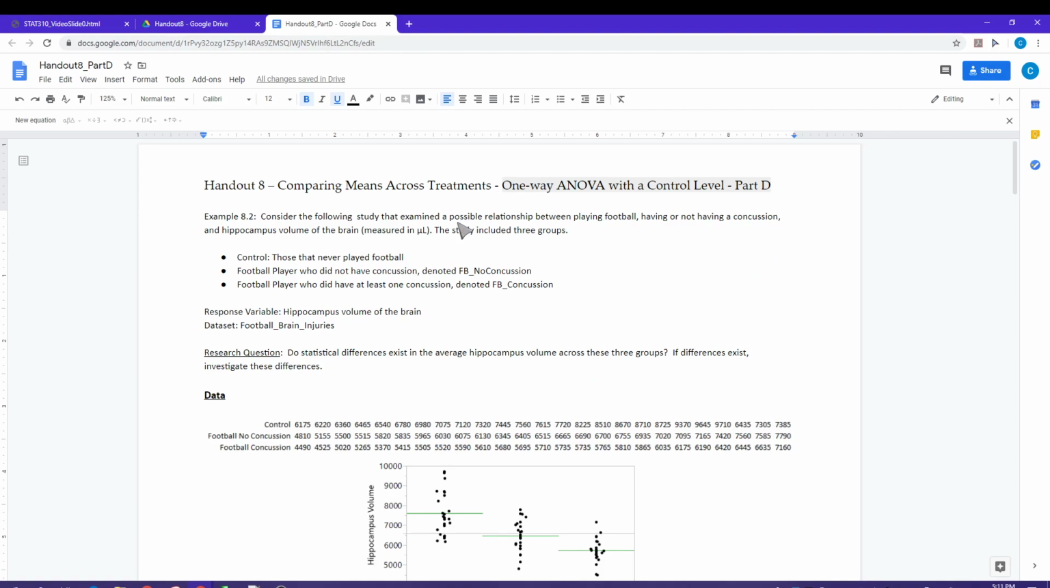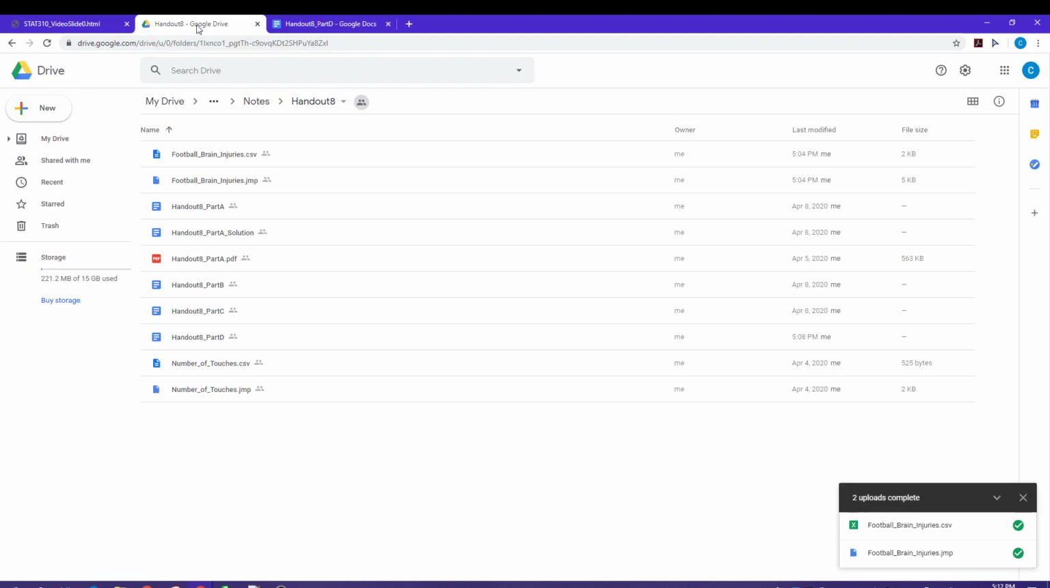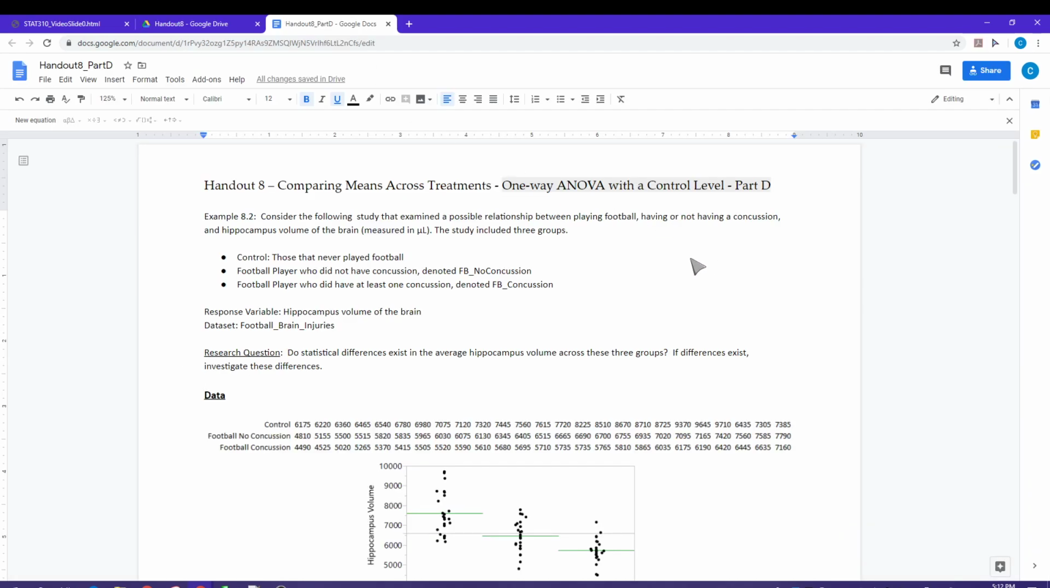So, handout 8, part D is going to use a new example, and it is the football brain injuries data set. In handout 8 in our folder, you can obtain the data sets here, either the CSV version or the JMP version. You'll need to download those in order to follow along with the handout. Okay, so what is this study about?